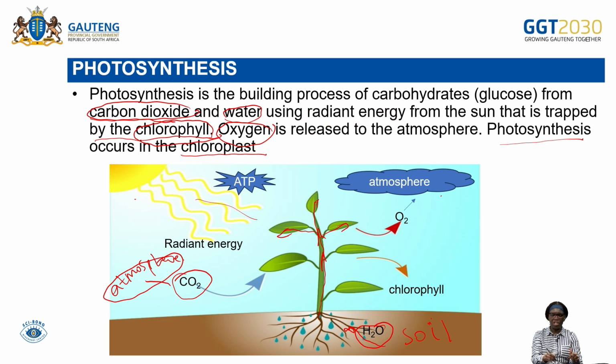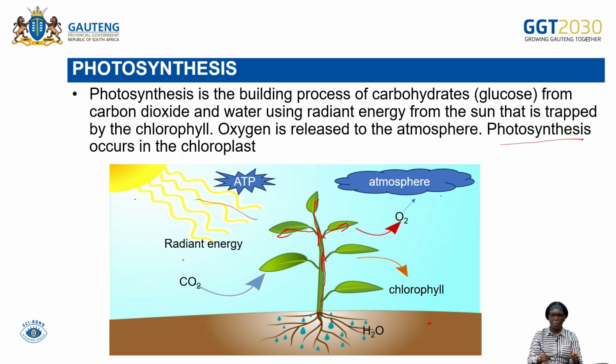From the definition of photosynthesis, we have seen all these parts, all this material responsible for photosynthesis to take place. But the last one is this one, oxygen. Oxygen will be released from the leaf into the atmosphere.